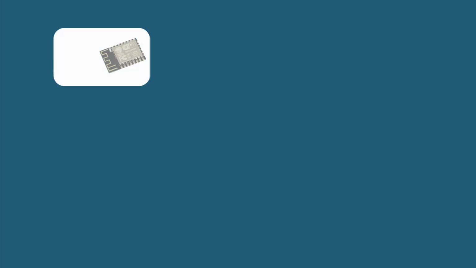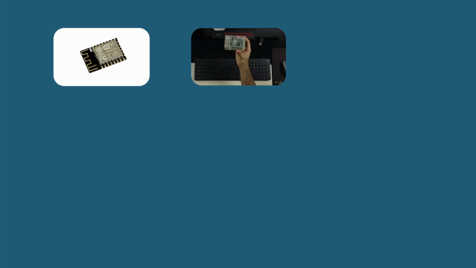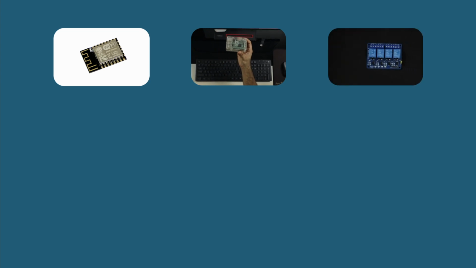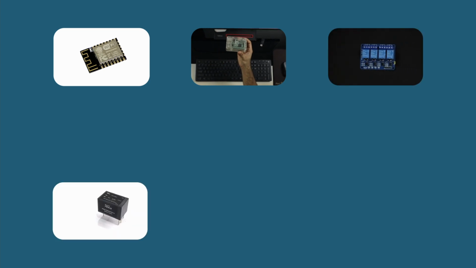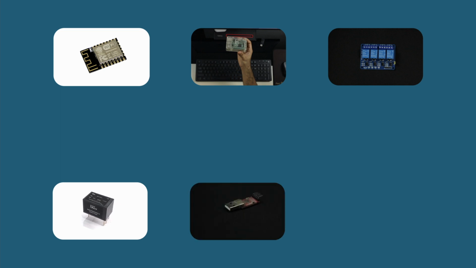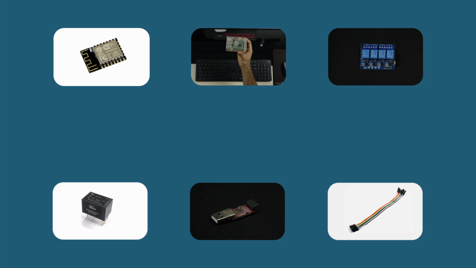Now let's check out the components which we require for building this. We don't have that many components involved in this project. We need an ESP8266, Raspberry Pi, relay module, AC to DC power supply module, FTDI board, some male headers and some jumper wires. Alright, so let me quickly explain what all these things do.